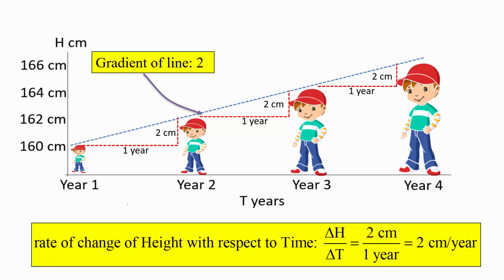The gradient of the line is rise over run, which equals 2 over 1, 2 centimeters over 1 year, which is a rate of 2 centimeters per year. So we can say that the rate of change of the height with respect to time is 2 centimeters per year. Notice the notation. I've got written there delta H over delta T at the bottom there. The symbol delta means a change, so that means the change in the height over the change in the time. So we have the gradient of the line is 2, which gives us a rate of change of 2 centimeters per year.